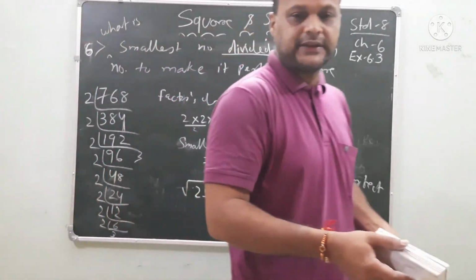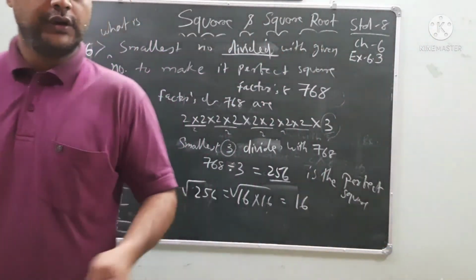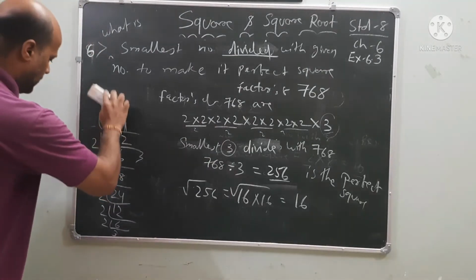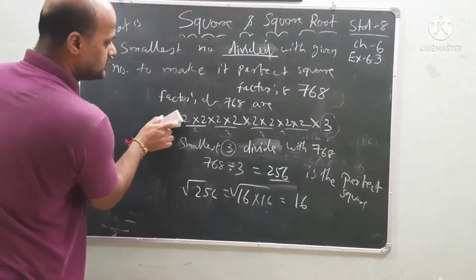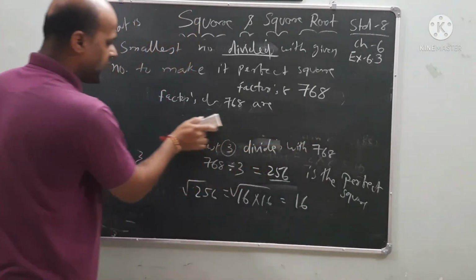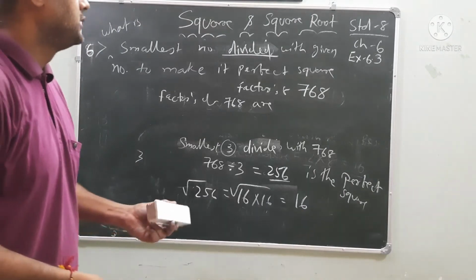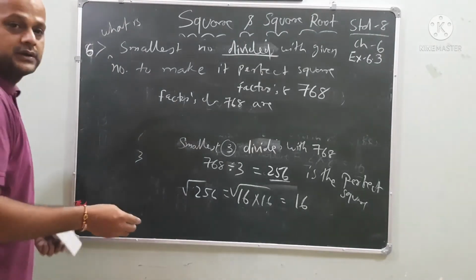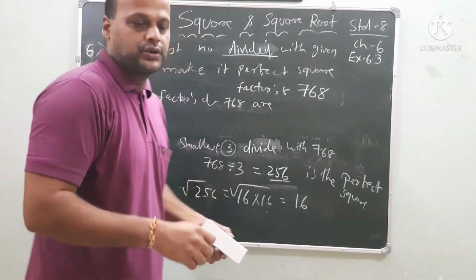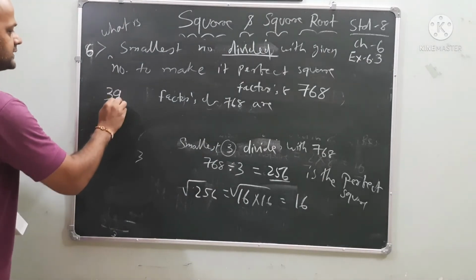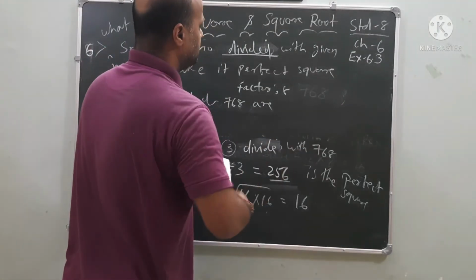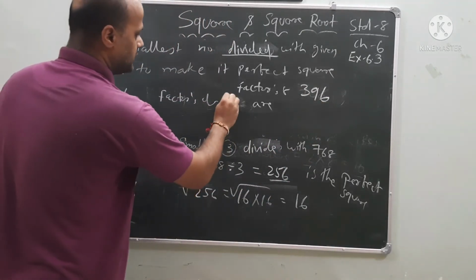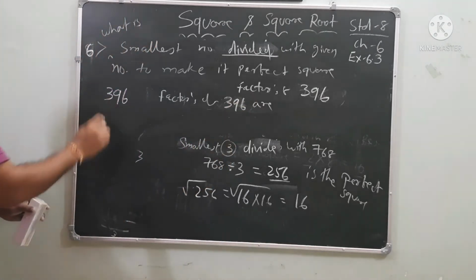Next, any example of yours that is given? Yes, 252 and 396, whichever you want. I will do it. I will erase this one, because if I write it, then our time will be lost. So the number is given, 396. Now come to the prime factorization method.